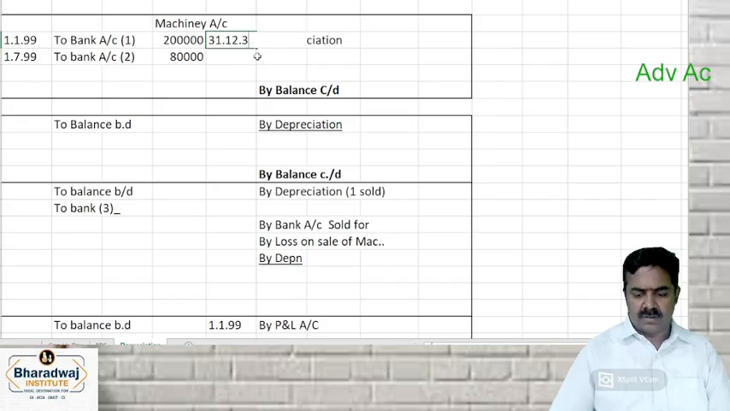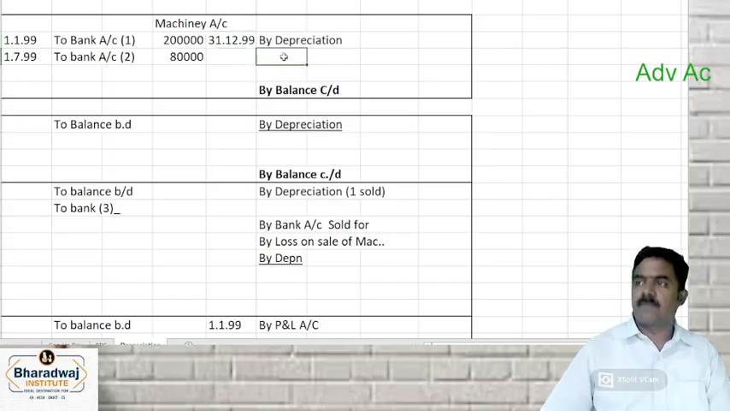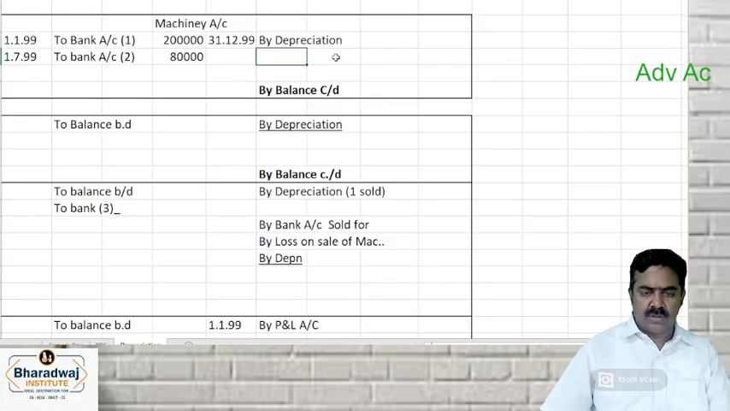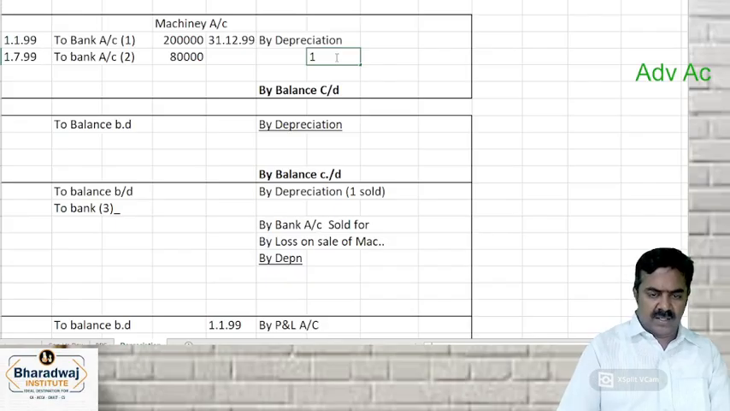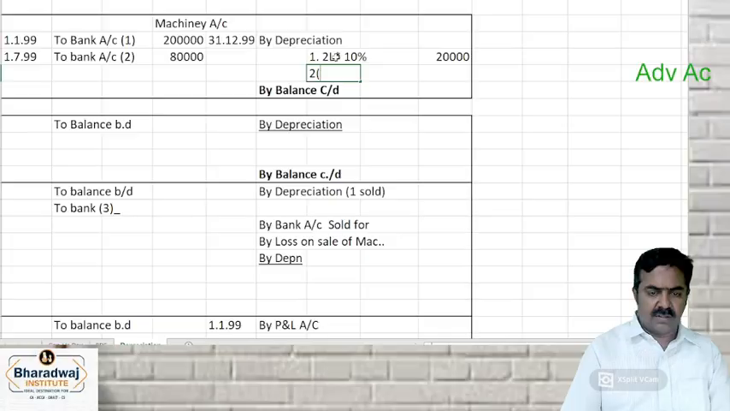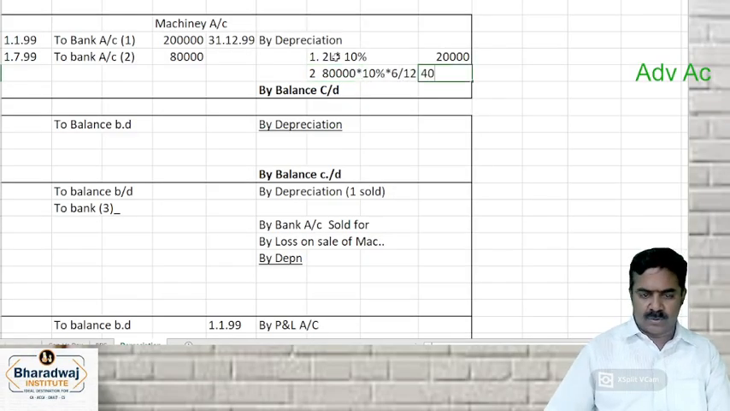On 31/12/99, what is the depreciation method? SLM or WDV? 10% SLM. So first machine, 2 lakh into 10%. Do it along with me. 2 lakhs into 10% is 20,000. Second machine: 80,000, 10% for how many months? How much will it be? 4,000. Balance 2,54,000 will come.